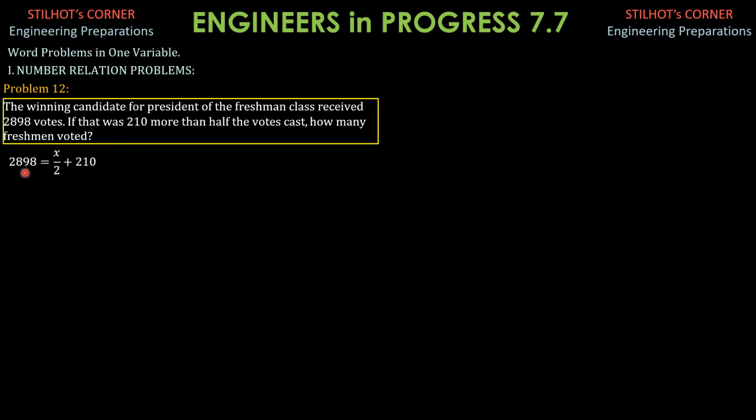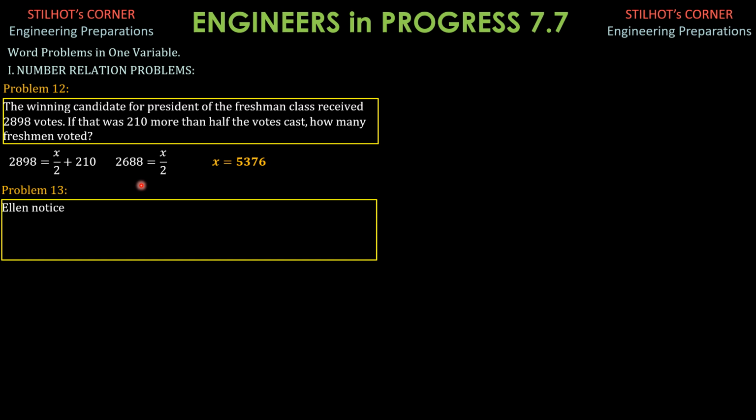So 2898 minus 210 is equal to 2688, which equals X over 2. So X is 2688 times 2, and that is 5376. So there were 5376 freshmen who voted.